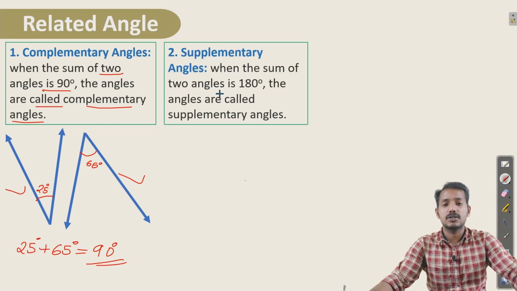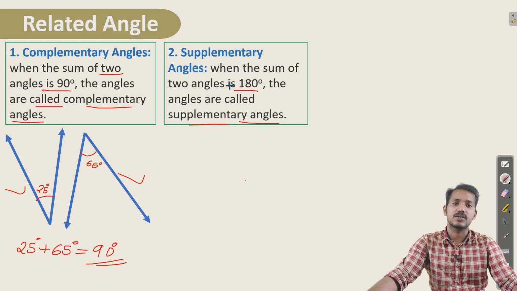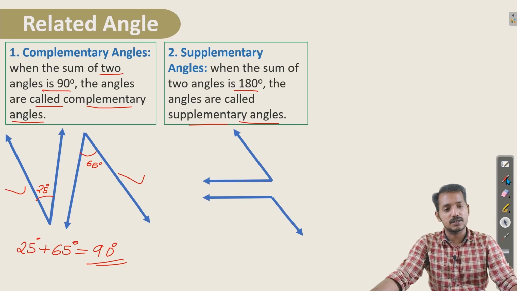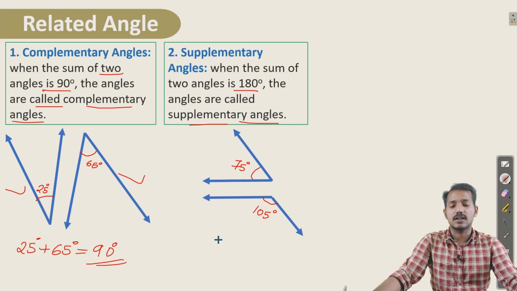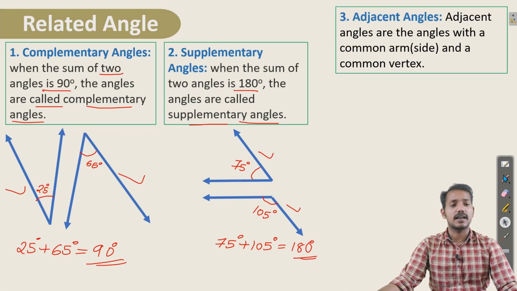When the sum of two angles is 180 degrees, then the angles are called supplementary angles. Same as in the case of complementary, where the sum is 90, here it is 180. For example, consider two angles, where the measure of the first is 75 degrees and the measure of the second angle is 105 degrees. Then the sum is 75 plus 105 degrees, which is equal to 180 degrees.